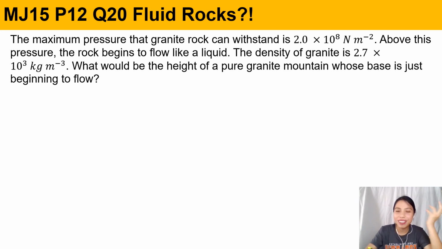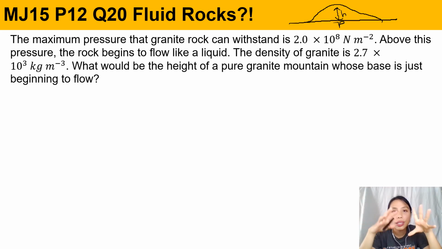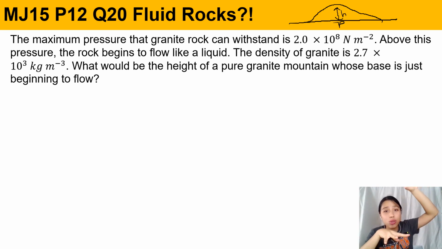Let's draw a picture of this cool scenario. If you have a mountain, if the mountain is too high, it's going to exert some pressure at the base of the mountain, right? And if the pressure here is too big, then the rock will become a liquid. Or like a fluid, I should not say liquid. The rock will become a fluid and then it starts to flow because the pressure is so big, it presses. Oh wow, that's so cool.